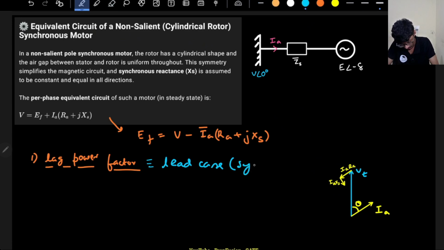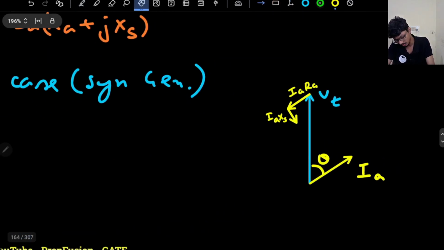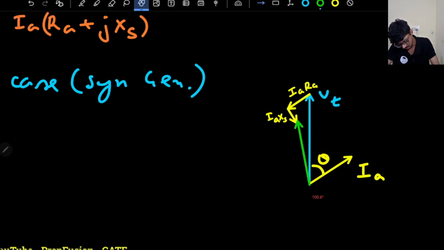synchronous motor. Actually, the better thing would have been if I had done both of them together. That's my mistake. I did not do it. Next time when I teach, I will do them together. For the synchronous generator, go back to your pages and check the leading case. You will see the same thing is happening. So now I can directly say this will be my EF.